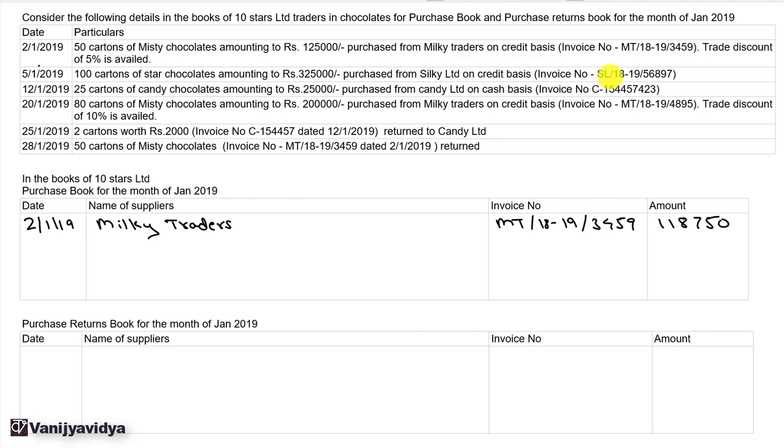Next, 5th Jan 2019, 100 cartons of Star chocolate amounting to Rs 3,25,000 purchased from Silky Limited on credit basis. Invoice number is SL/1819-56897. Now again there is a credit purchase from Silky Limited. Let's record it in the purchase book.